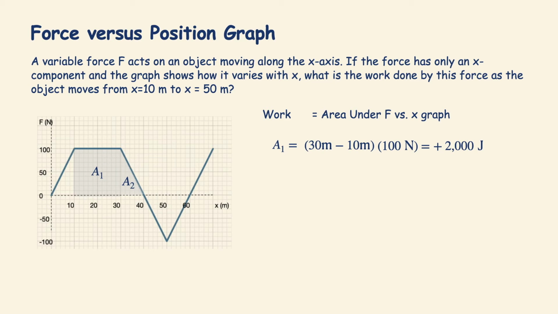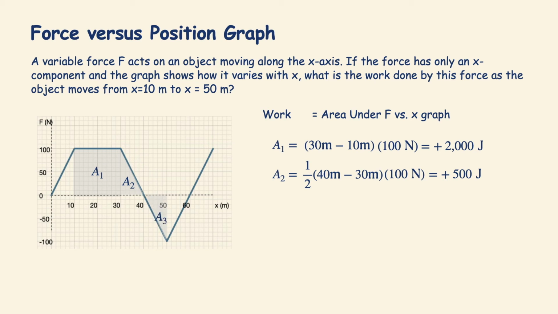The next area here is a tiny triangle from 30 to 40, where the force decreases from 100 to 0 newtons. I will use the geometrical formula for an area of a triangle, so I'll have 1/2 the base. The base in this case will be the difference between 40 and 30, and the height will be 100 newtons, so here the area comes out to plus 500 joules.